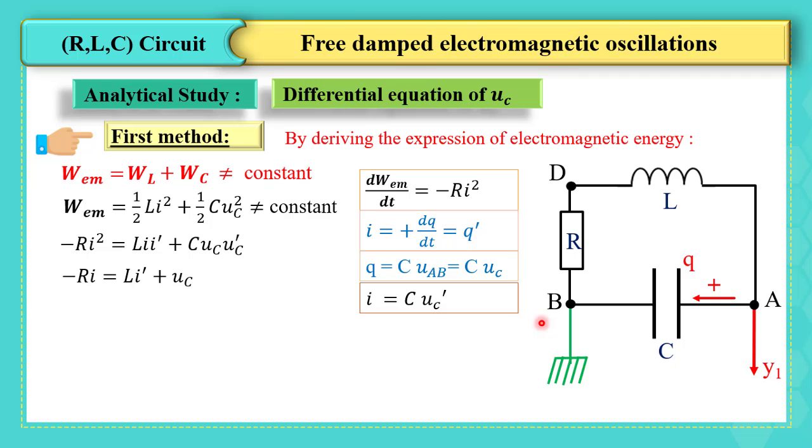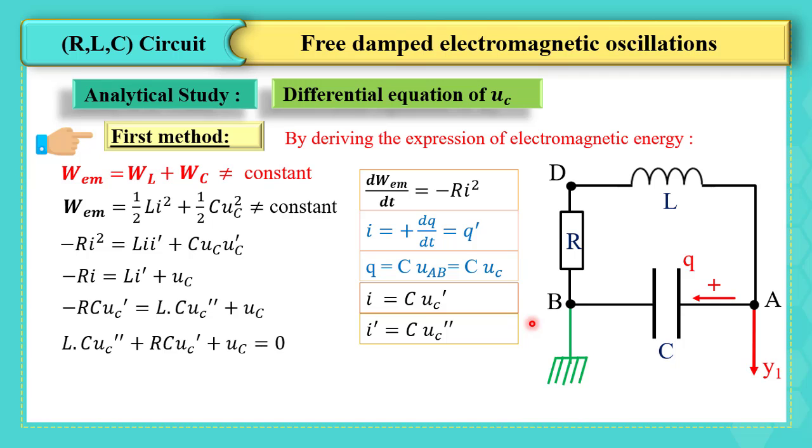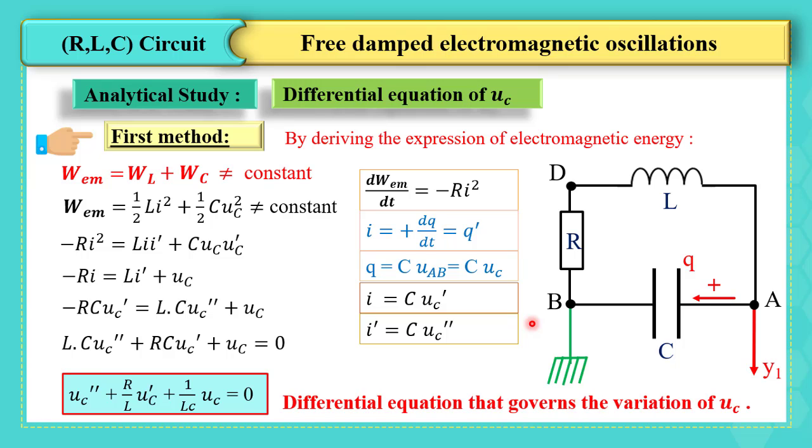Then we're going to replace I in this equation by C UC prime, and I prime by C UC double prime, and then it becomes as such. Let's write it then as L C UC double prime plus R C UC prime plus UC equals 0. Then divide by LC. The final result is this second order differential equation that governs the variation of UC.